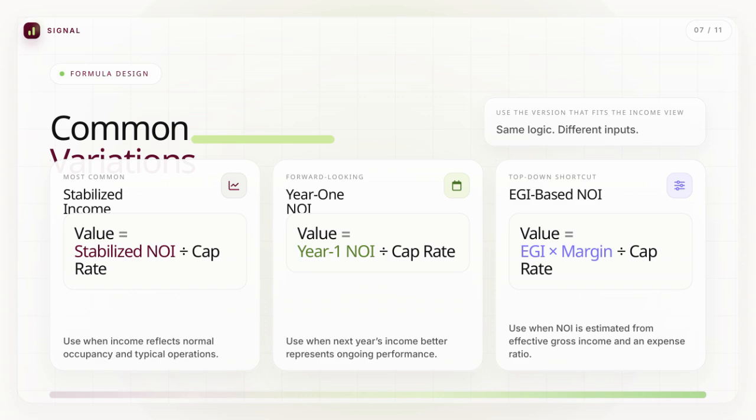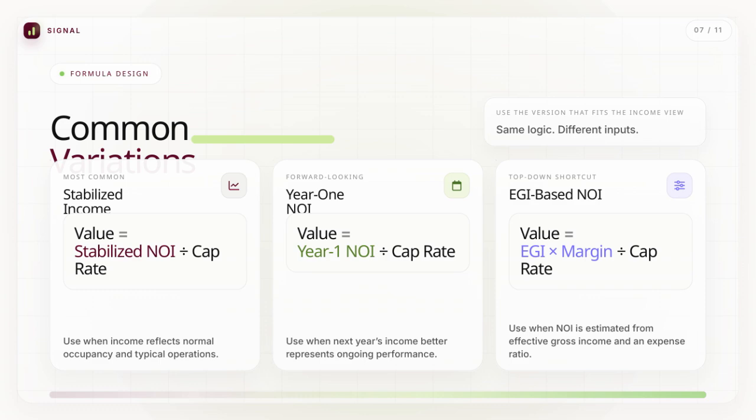It's best when the income reflects normal occupancy and typical operations, so you're looking at a steady, predictable income stream. Then we have the forward-looking method. This uses a year one NOI divided by the cap rate. It's useful when next year's income provides a better picture of ongoing performance, especially if there are expected changes or improvements driving income.